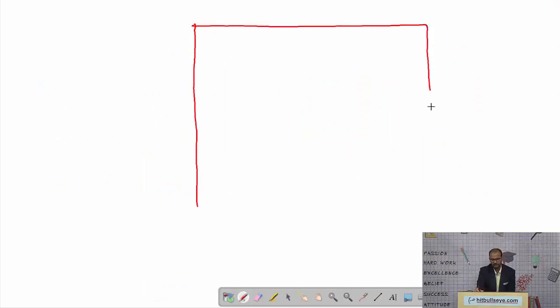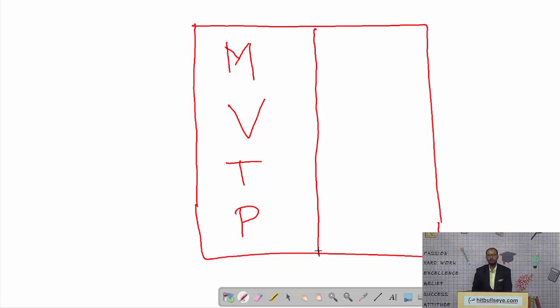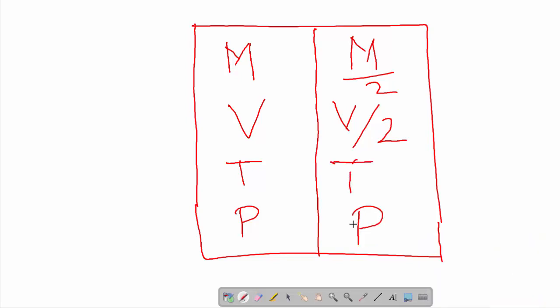Suppose we have a system with mass m, volume v, temperature T and pressure P. Suppose we reduce the size of the system by half. The new mass will be m by 2, the new volume will be v by 2. But the temperature and the pressure of the system will remain the same. So here we see temperature and pressure are not dependent on the size. They are independent of size.